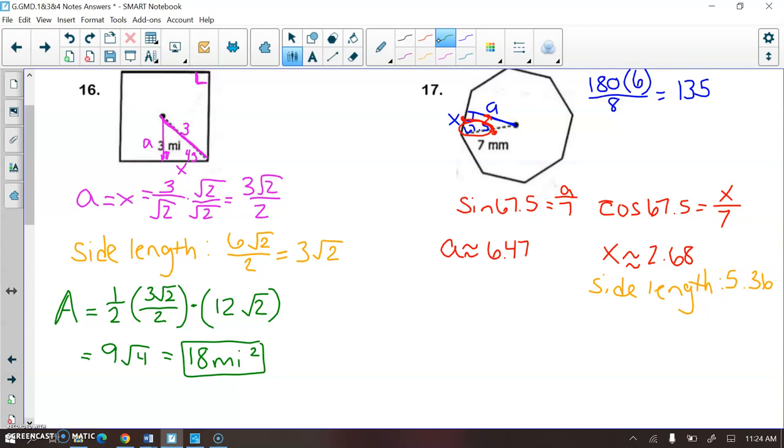All right, so I'm going to do 1/2. The area equals 1/2 my apothem, 6.47, times my perimeter. There's 8 sides and they're 5.36 each. So 8 times 5.36 is 42.88. All right, so now from here, I just multiply all 3 together to get approximately 138.72 millimeters squared.